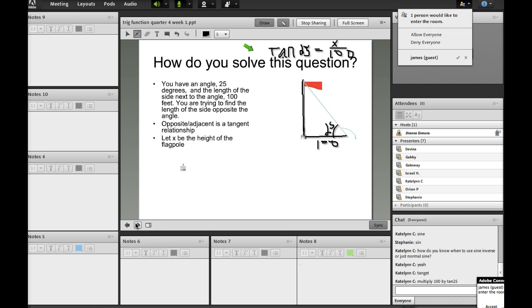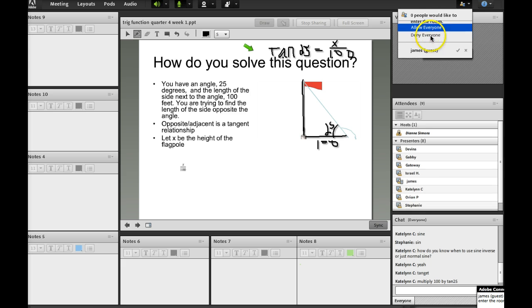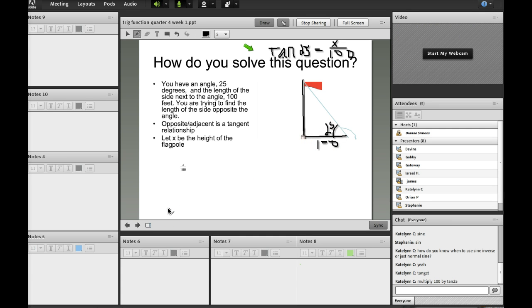We're going to let x be the height. James, you keep getting kicked out. Excuse me. We're going to let x be the height of the flagpole.